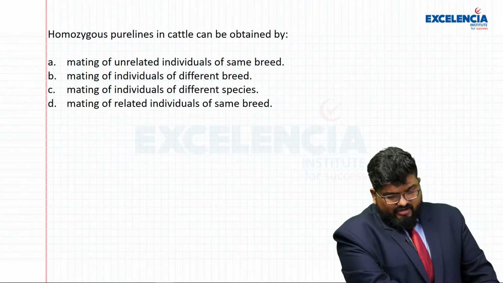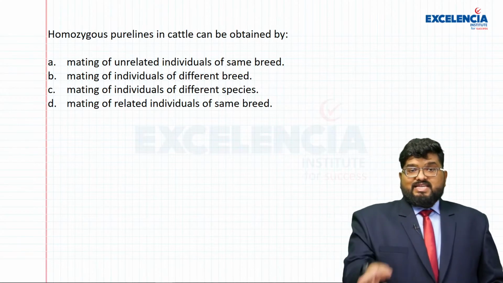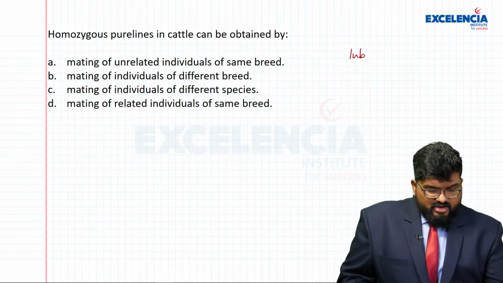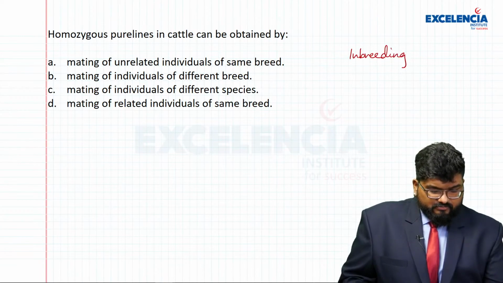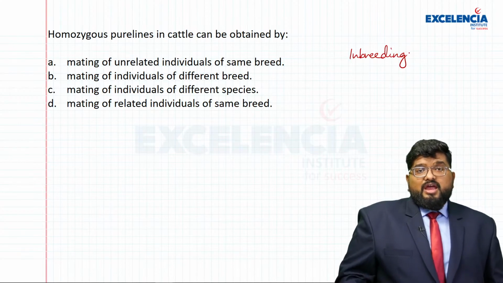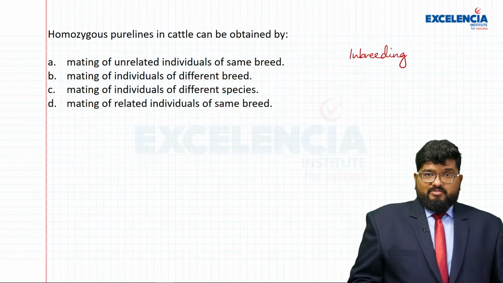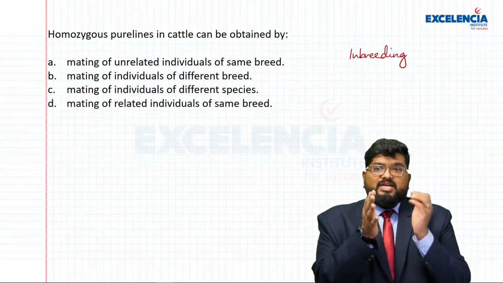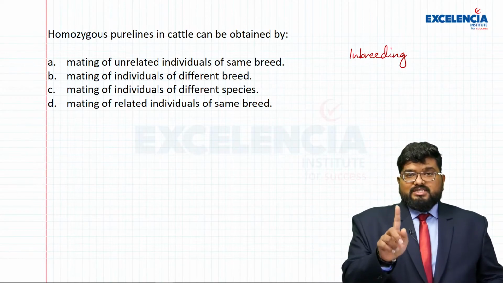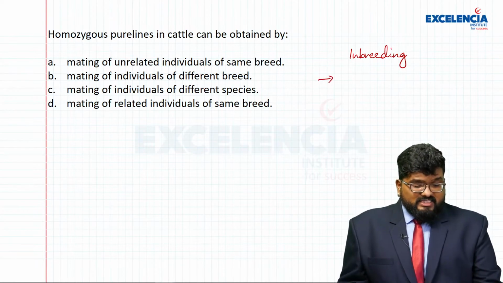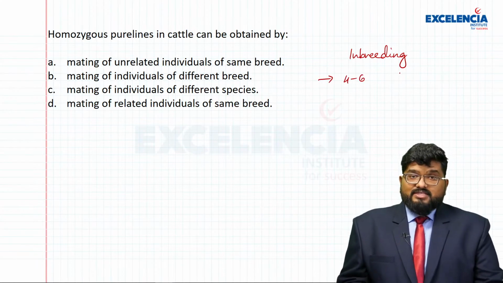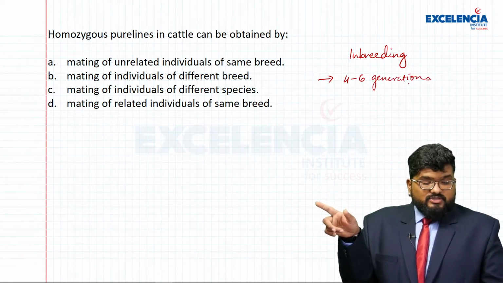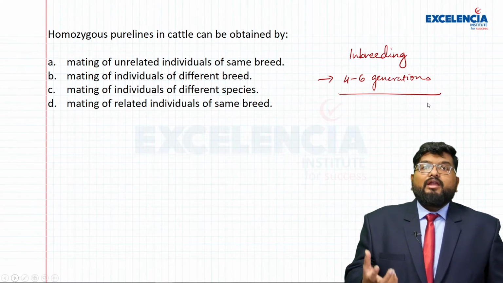Homozygous pure lines in cattle can be obtained by, we were just discussing animal breeding, isn't it? So if we look at inbreeding, inbreeding means what? It is the mating of animals that belong to the same breed. These animals should have a common ancestor that goes back about 4 to 6 generations. That is when they will be called related individuals.